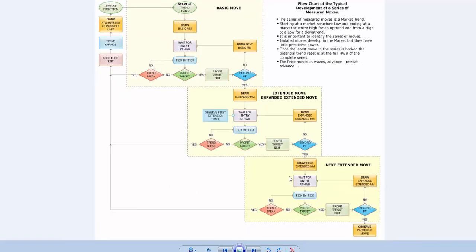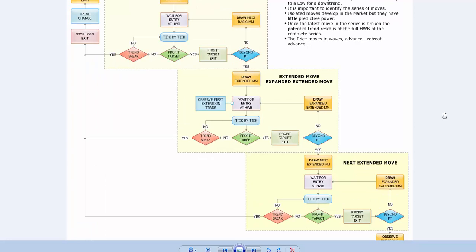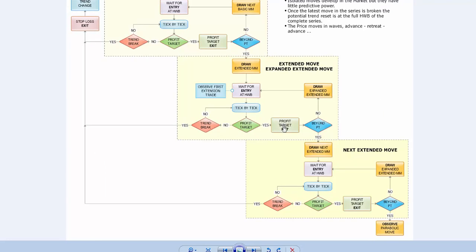We hit the profit target. Again, how does an extension develop? A new extension develops. We hit our profit target and stop on it. If we stop on it, we use the same anchor to new high. And we keep using that same anchor to new high over and over and over until one of two things happen: either the trend changes or we go beyond the profit target.